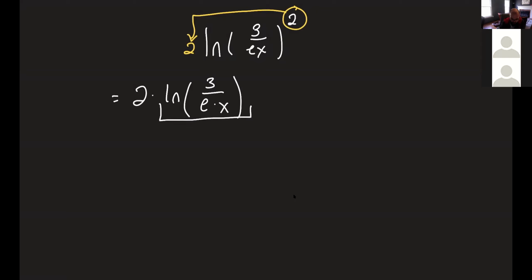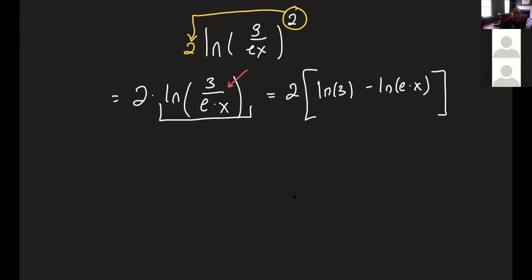Right, so I have a division inside of here. And so I'm gonna have 2 times a bunch of stuff, and I'm gonna rewrite this division as a subtraction. Very, very similar to the multiplication becoming an addition. The fact that we're dividing inside here, we have a subtraction, right? So this is gonna be a natural log of 3 minus natural log of e times x, okay?